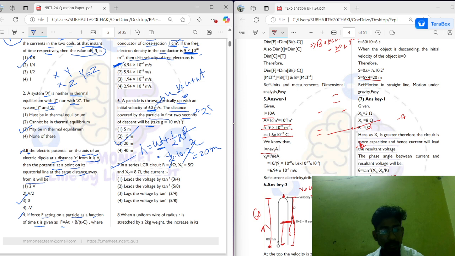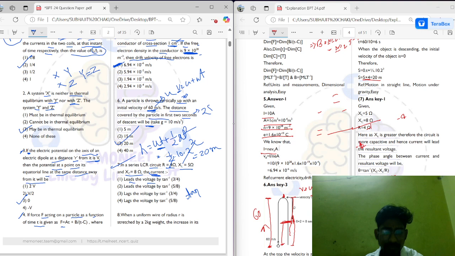LCR circuit, R is given, XL is given, XC is given. You have to calculate the phase difference between voltage and current. How to calculate this? The simple formula is tan phi. You know the impedance triangle. Here it is Z, here it is XL minus XC, and this is R.